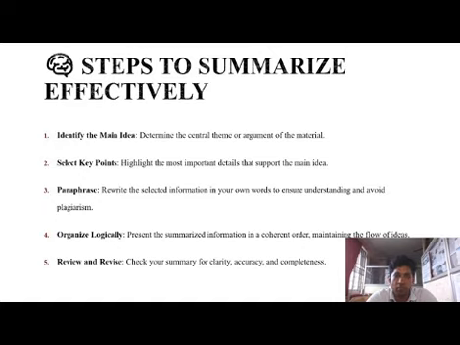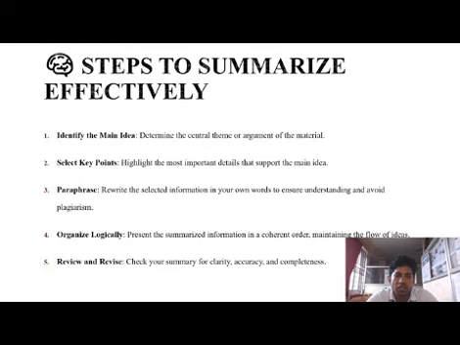So the next point is how to summarize effectively. So we have a lot of steps. The first step is to identify the main idea. So determine the central theme or argument of the material. For example, if you are reading some spiritual books, you have to identify what are all the central themes that exist in a book.